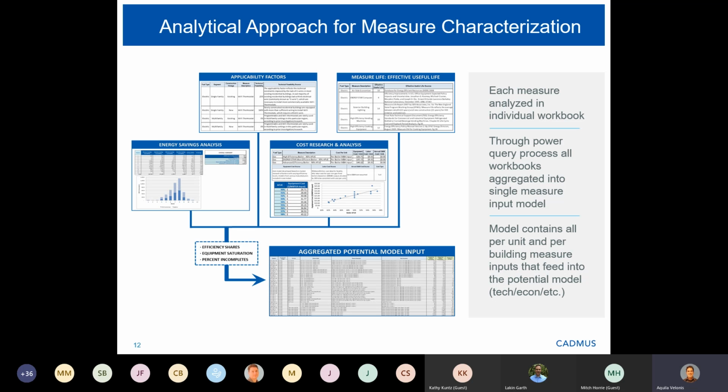All right, I'll briefly describe the process that we go through. Won't spend too much time here, but we analyze each measure in an individual workbook that contains the savings, the cost data, the factor assumptions, the effective useful life. And then we use a Power Query process to combine all the workbooks into one single measure input model. And that input model contains the per unit and the per building measure inputs that ultimately feed into the potential study models, that include the segmentation and the number of buildings and the service area, and we can calculate the technical and economic potential.